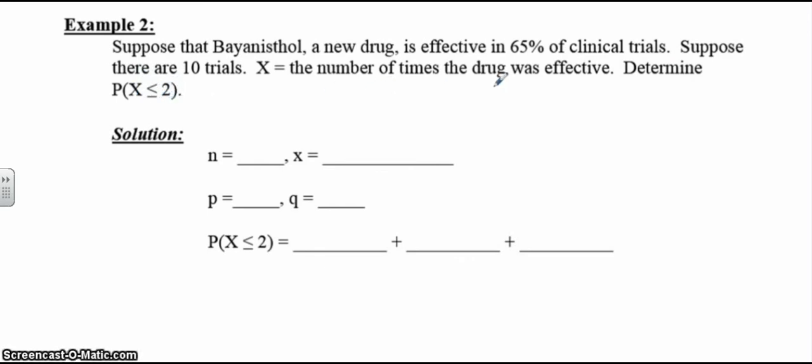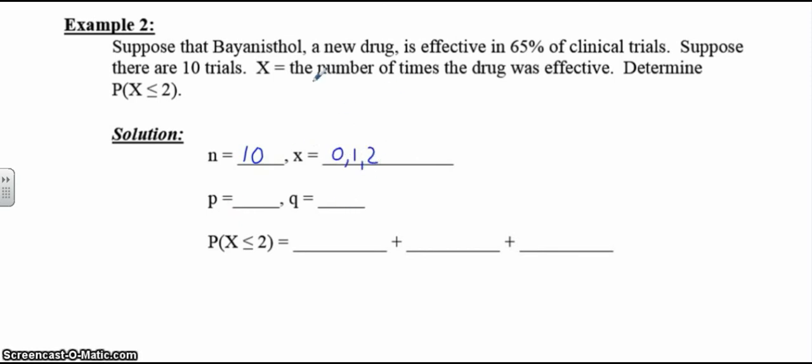This is also independent because there's a 65% chance of one person having the drug be effective, and then there's 65% chance of another person. So whether the drug was effective in the first person does not change whether the drug was effective in the second person. So this is also independent, making this binomial. So n is 10. There's 10 trials. X is, we want less than or equal to 2. So there's 0, 1, or 2.